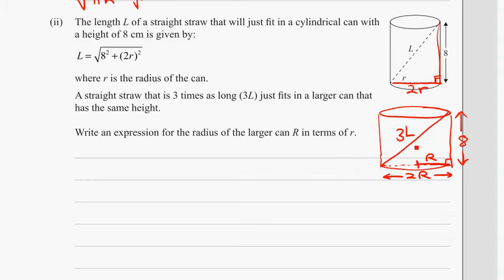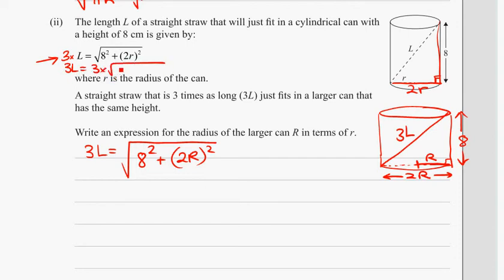So let's try Pythagoras' theorem for this bigger one. I can see that 3l is going to be the square root of 8 squared plus 2r squared, which would mean, now that's 3l and this is l over here. So if I was to go 3 times this one, 3l here would equal 3 times the square root of 64 plus 2r all squared over here. And then if 3l equals that and 3l equals that, we can equate those two sides.